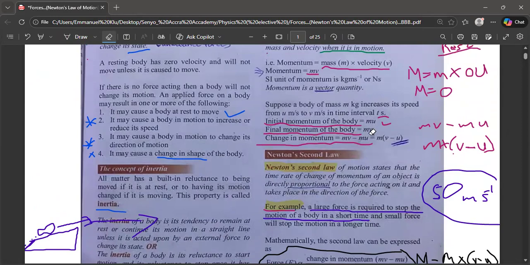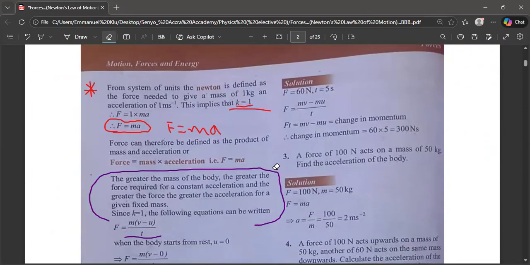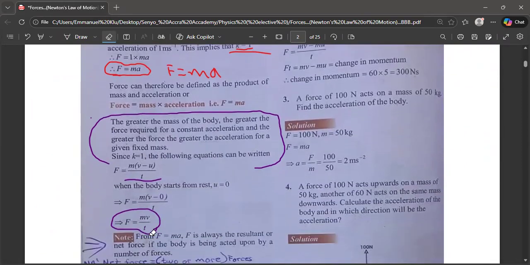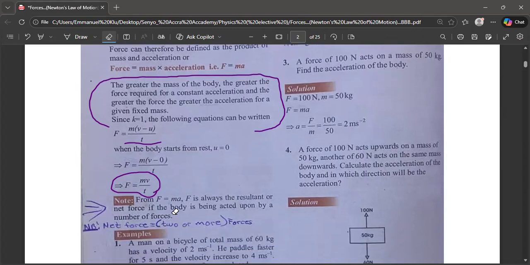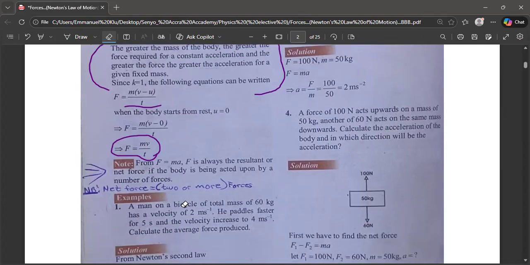You see mv. So come and see over here too. It's equal to mv over t. So force is equal to final momentum over time taken. Final momentum over the time taken. So you should be able to explain to me, or to a layman, to be even able to understand.